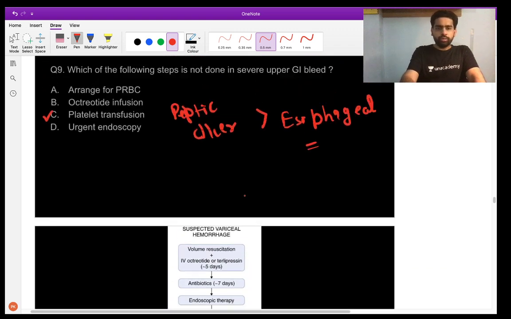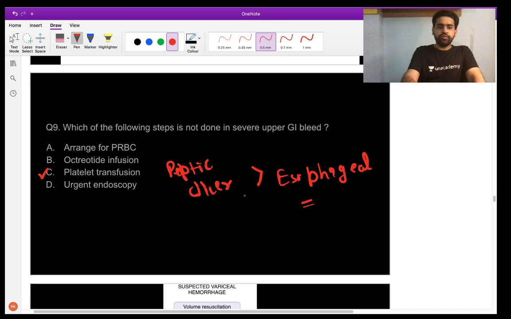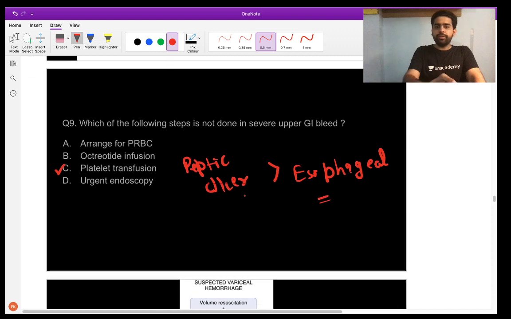Now, because in the options they have given octreotide and all those things, they are basically referring towards esophageal varices. So management of the upper GI bleed in case of a peptic ulcer is a bit different from the management in esophageal varices. Now you will ask me, how will we know before we actually investigate the patient? So history will definitely help you. If the patient is giving a history of chronic NSAID use or something like that, go for the management of the upper GI bleed considering that it is a peptic ulcer.